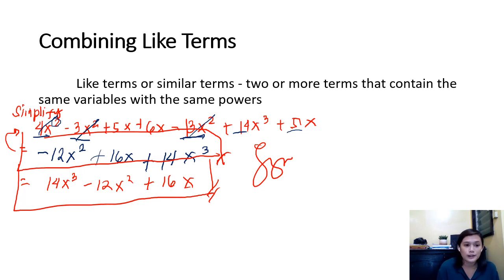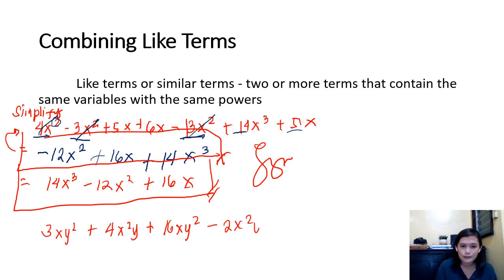Now, how about another one? If you will have this expression here: 3xy squared plus 4x squared y plus 16xy squared minus 2x squared y plus 3y cubed. Let's try to simplify this expression. So, you write an equal sign, it means that they are equal to the expression above. So with that, we need to simplify this. We can add 3xy squared here and this one. So, 16 plus 3, that is 19.